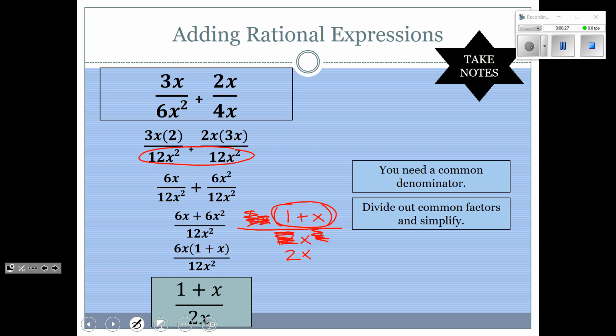Again, if you need to pause the video there to look back at the steps that you see there on the PowerPoint, you can do that.